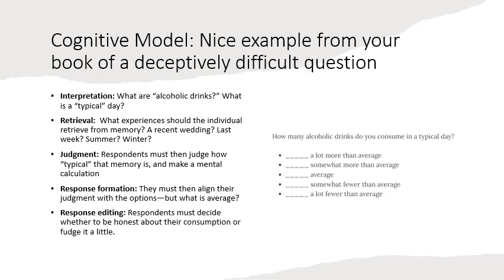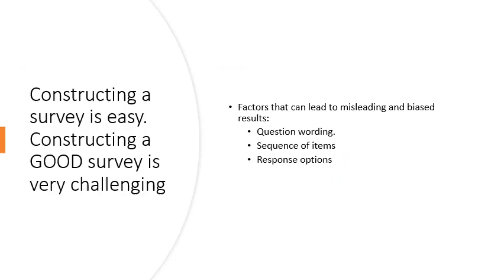And then finally, maybe this person consumes more alcohol than they want to admit. So even if they pull up all the right information and align it with these choices, they still have to decide whether to be honest or to tone it down a little. So you can see that what seems like a really easy question can have all kinds of problems along the way. So constructing a survey is easy. Constructing a good survey is really challenging.